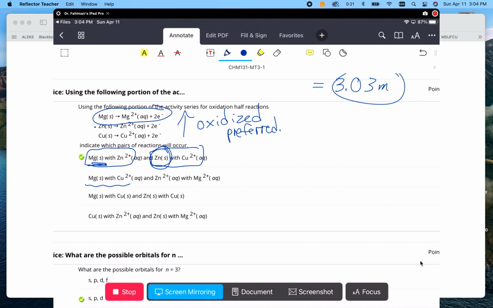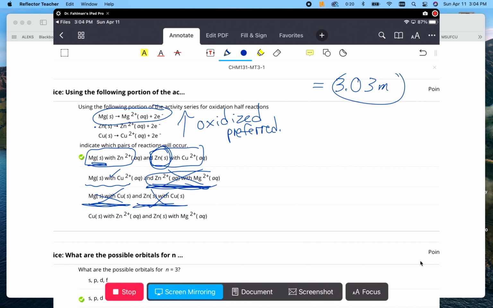this would imply that magnesium is higher than copper, which it is. But this one, you've got 2 plus species, so that means that both are going to be reduced, so that doesn't make sense. This one, you've got two metals, so both are going to be oxidized, so that doesn't make sense, and same with this.